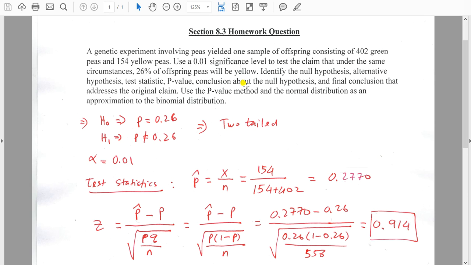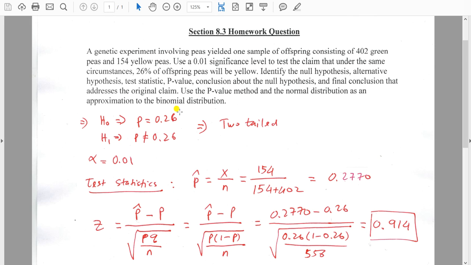So in this case, we are trying to test that 26% of the offspring peas will be yellow. Now 26% of something is the proportion. So in this section we are dealing with the proportion. So we are trying to test whether we reject or do not reject the null hypothesis. So I come up with the null hypothesis to be the proportion equal to 0.26, because we are trying to test whether 26% of the offspring will be yellow or not. So the proportion for the null hypothesis is 0.26.